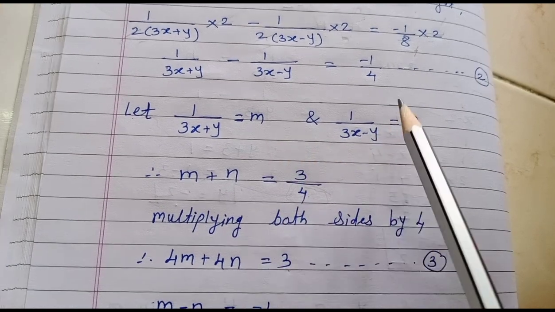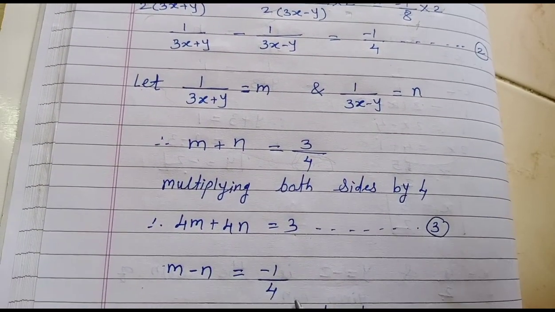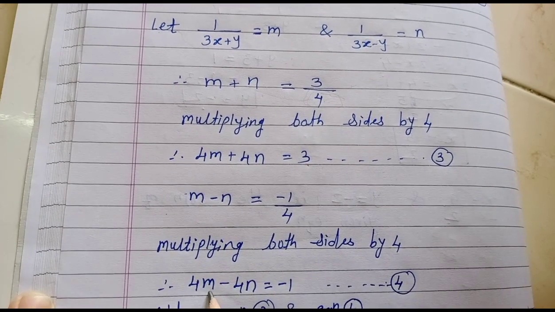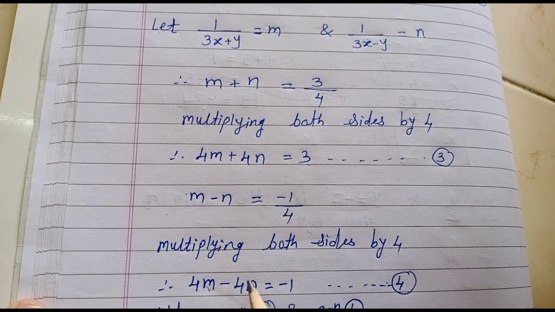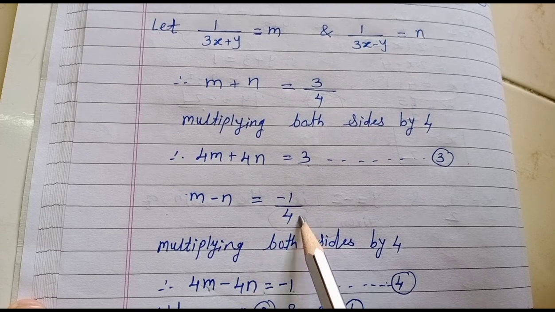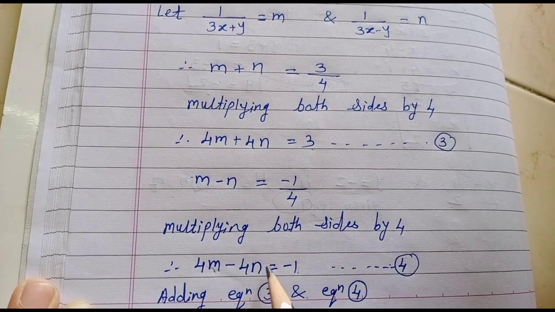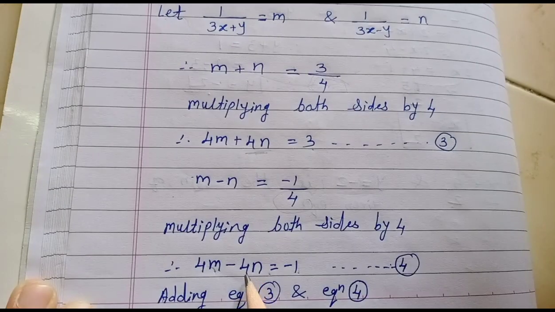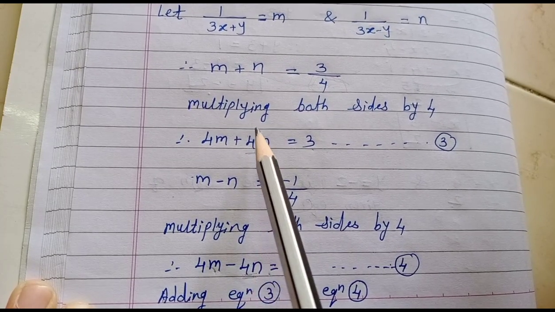Now see the second equation, here also m minus n is equal to minus 1 upon 4. Here also multiplying both sides by 4, then we get 4m minus 4n is equal to minus 1. The denominator 4 cancels and here it becomes multiplication. That's why 4m minus 4n is equal to minus 1. See here, plus 4n and minus 4n: the same coefficient of n with different sign.